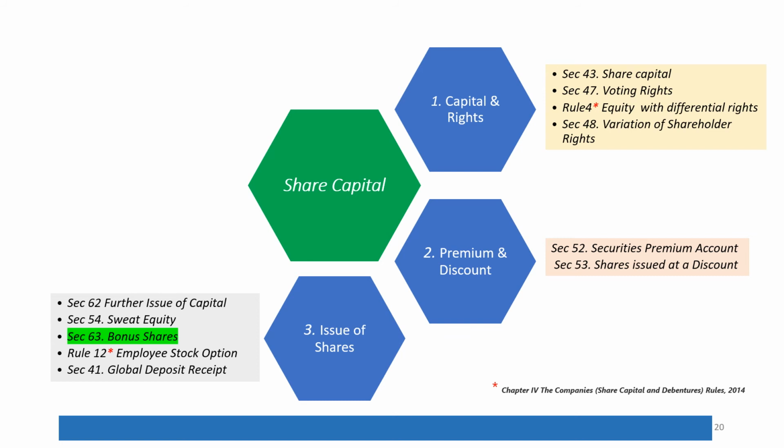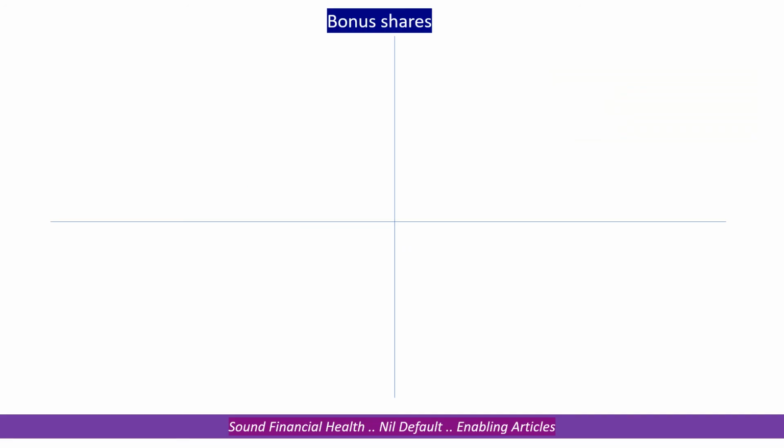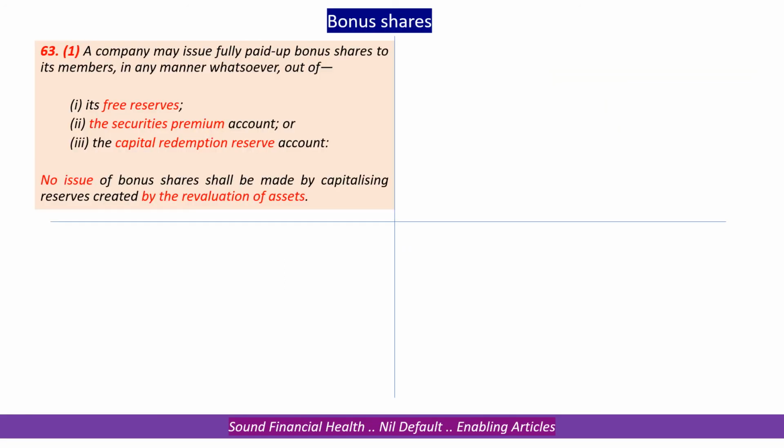That brings us to bonus shares. Under section 63, we have seen share premium could be used for issue of bonus shares. What are the conditions under bonus shares? A company can issue bonus shares by making use of its reserves. Reserves means profits of the past carried forward. It can use the share premium received, and companies have got a practice of creating a capital redemption reserve out of their profits on a regular basis. These three put together could be used for issuing bonus shares to the shareholders.